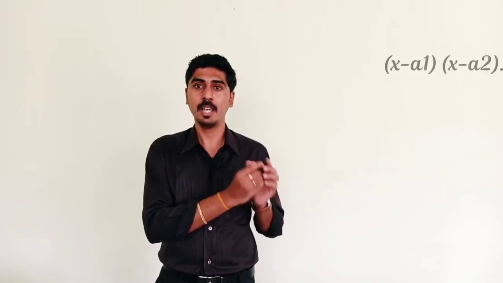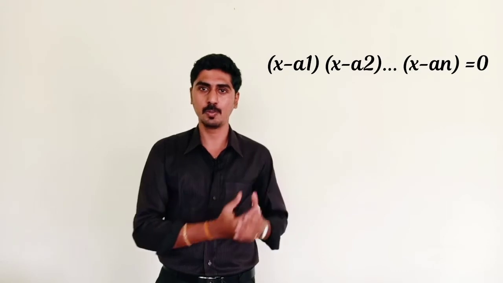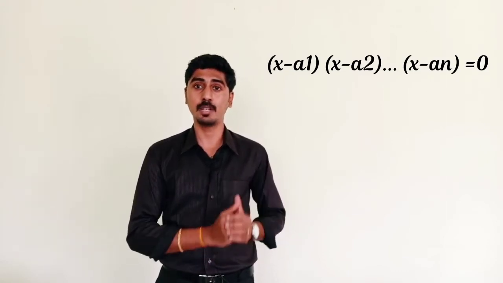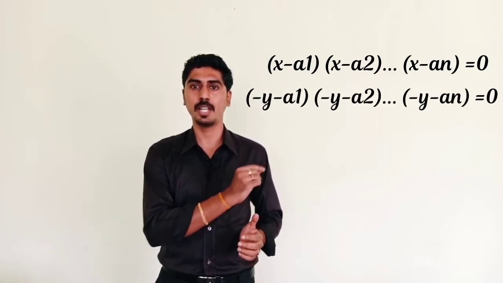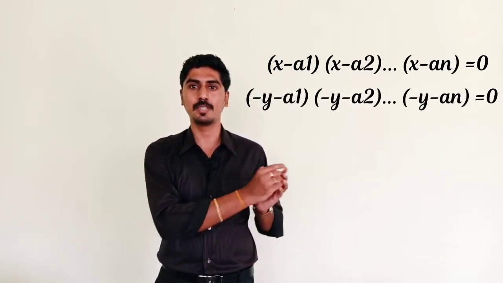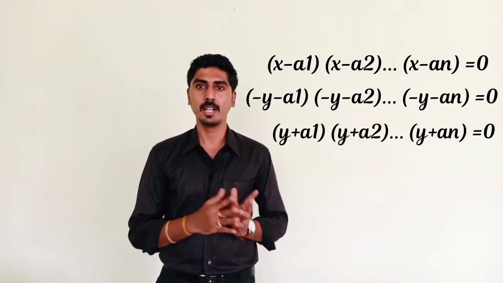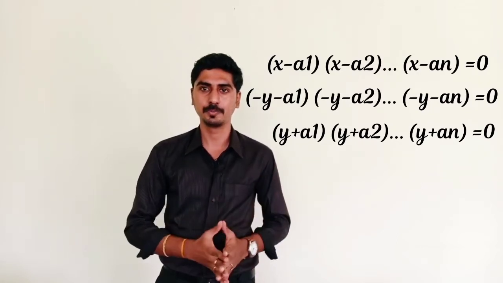Suppose I consider a polynomial equation (x - a1)(x - a2) etc. (x - an) = 0. If I replace x by -y, I get another equation (-y - a1)(-y - a2) etc. (-y - an) = 0, or (y + a1)(y + a2) etc. (y + an) = 0.